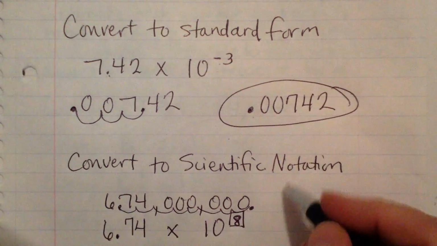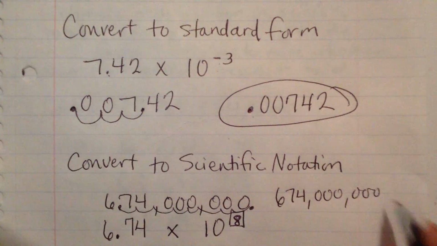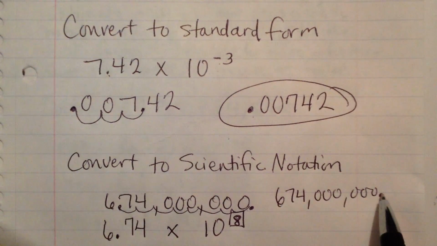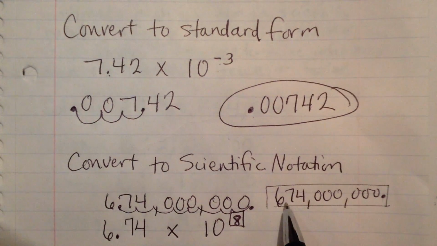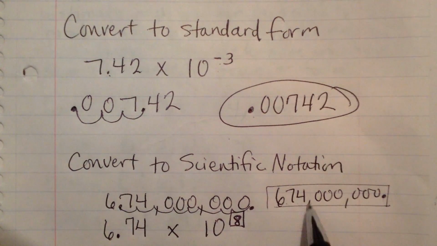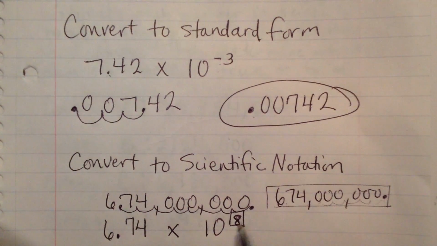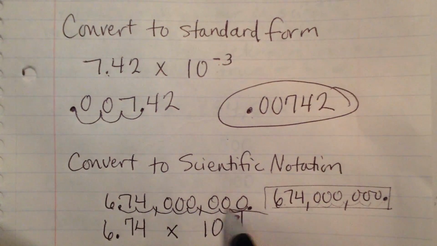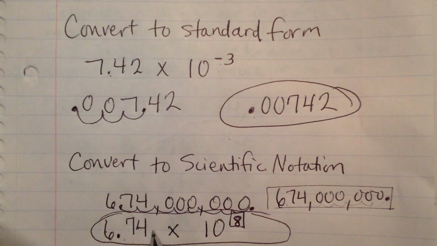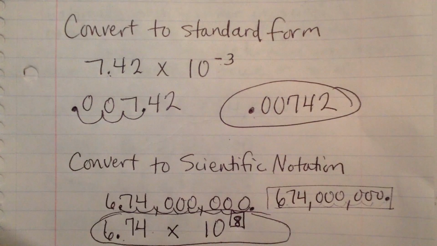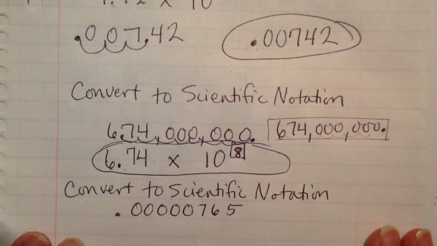So to write the original problem, which did not contain a decimal, therefore it was understood to be at the back. This is your original problem. Think of your decimal behind the 6. I had to move it 1, 2, 3, 4, 5, 6, 7, 8 places to the right. Therefore, scientific notation, this is your answer. Scientific notation is 6.74 times 10 to the 8th. And the last one, convert to scientific notation.